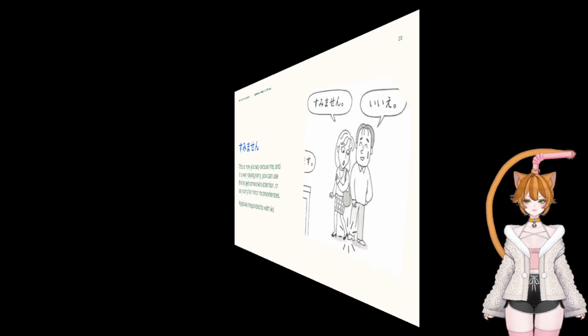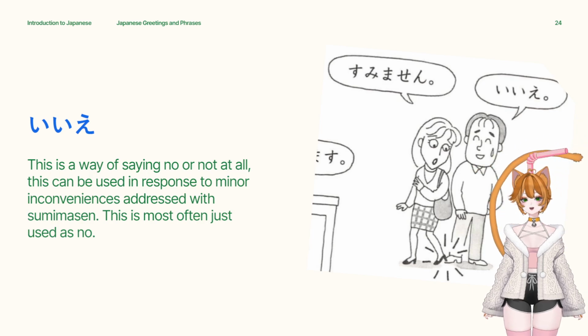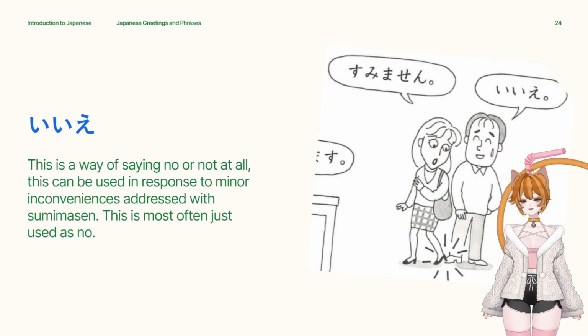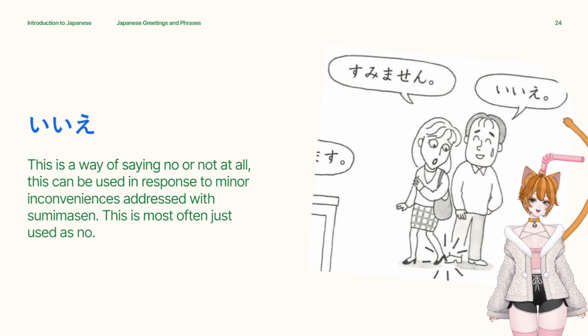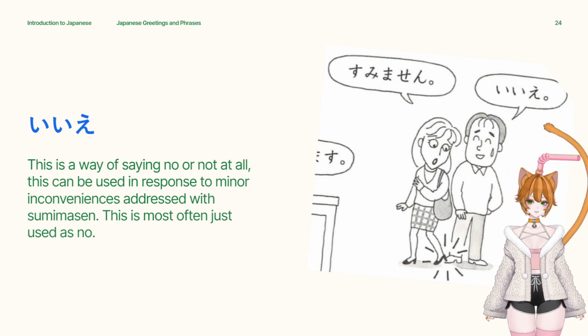It's our next slide. So this is our next one. Ie. Ie is a way of saying no or not at all. Like, oh, no, it's fine, it's fine. Or if I asked you something, it's how you tell me no. But it can be used to address minor inconveniences that were addressed by sumimasen. So if someone says sumimasen because they stepped on your foot, that's when you go ie. But this is most often just used as no. Or like if someone's trying to be humble, you go ie. Say ie fast.